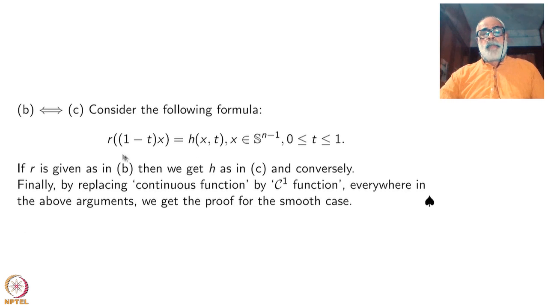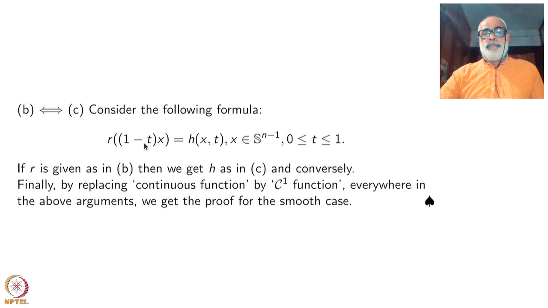Look at this formula. R times R of 1 minus t times x equal to h of x t, where x is on S^(n-1), t is between 0 and 1. So 1 minus t is also between 0 and 1. So this is an element of the closed disk. x is an element of the boundary sphere. R of this one will make sense for all functions defined on D^n. I am just putting h of x t. If I know h of x t, I could have defined R by this formula and vice versa. So this is the formula which will define either side if you know the other side.